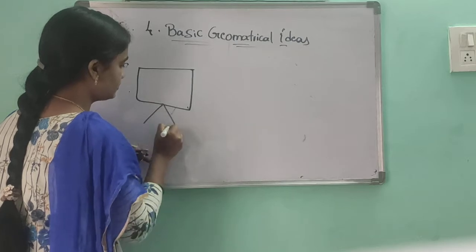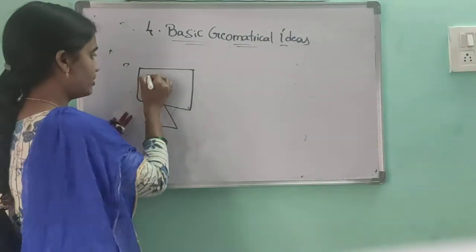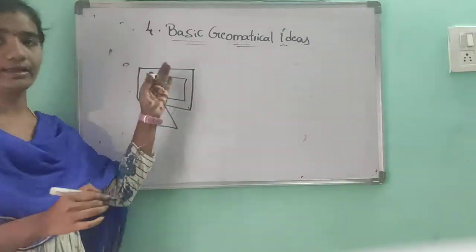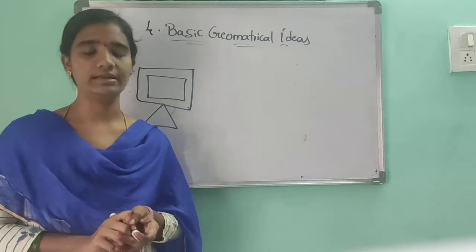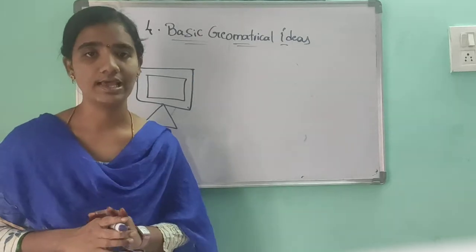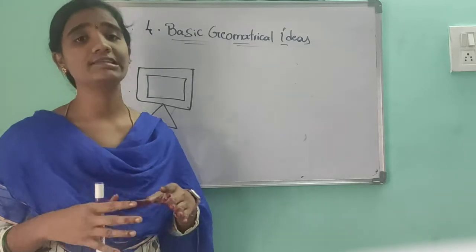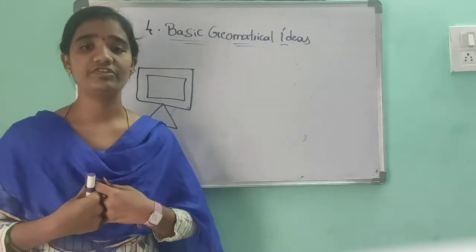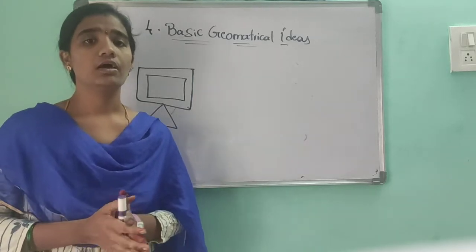Let us see some examples. In this TV, we find the rectangle shape. Whatever different objects there are around us, they have some specific shapes. We have so many things around us which have some shapes.